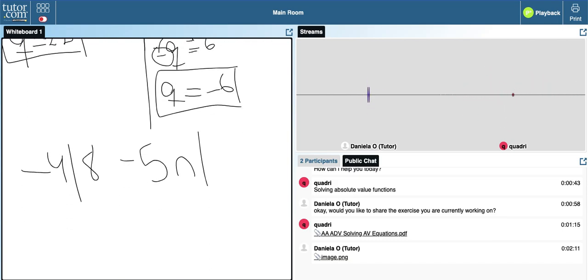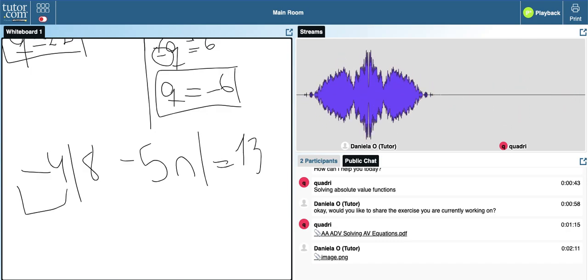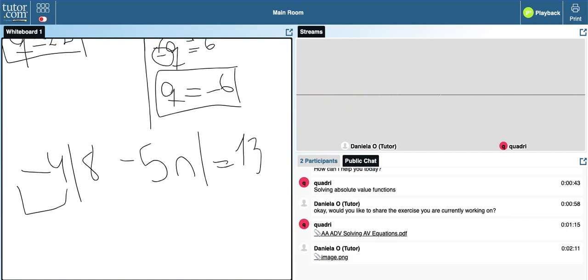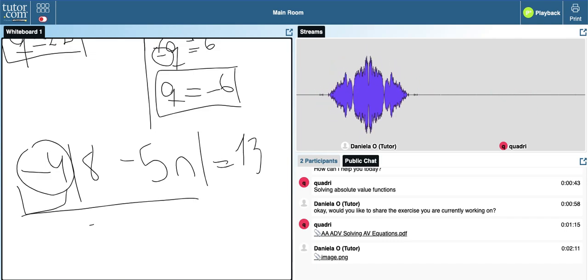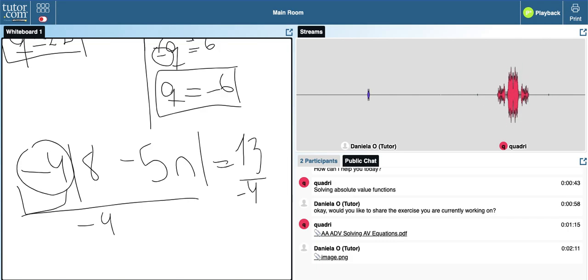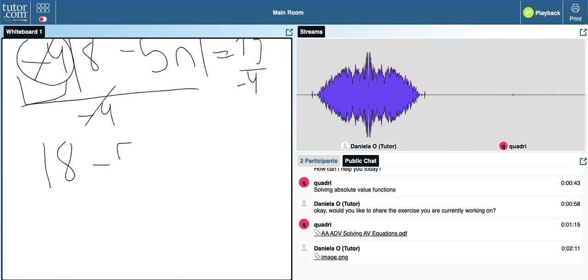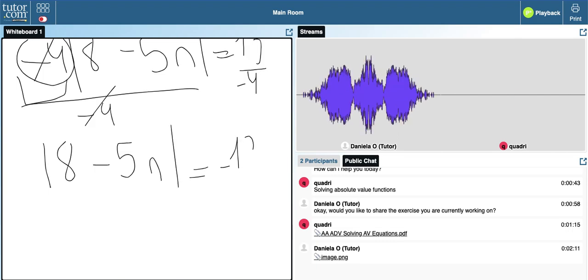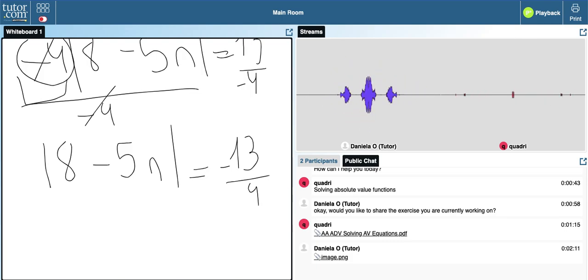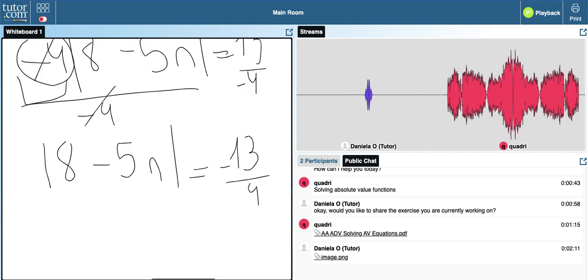So now we have something outside of the absolute value, which is minus 4, and that is multiplying. So what we do is we divide by minus 4 on both sides. Do we divide every number by negative 4 or just the negative 4? Just the negative 4. Okay. So these cancel each other out and we end up having 8 minus 5n inside of the absolute value equals minus 13 over 4. Because the 4 makes the fraction negative, right?